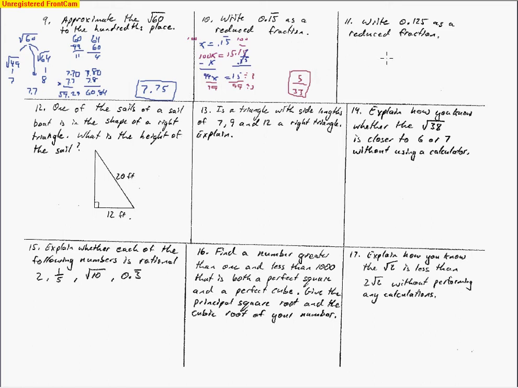So the next one, we have to reduce this, and all we're going to do, if it's a terminating decimal, is write it over the place value of the last digit, which is in the thousandths place. When we go ahead and reduce this, I'm going to divide it by 25 over 25, and that gives me 5 over 40. And that reduces one more time. When I divide by 5 over 5, I end up getting my answer of 1 over 8.